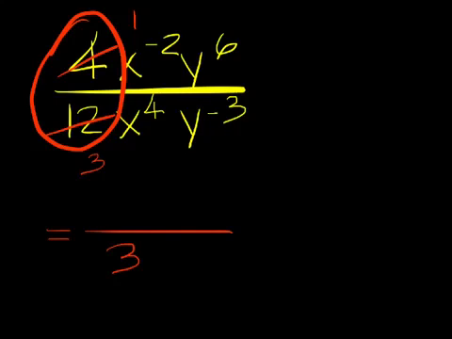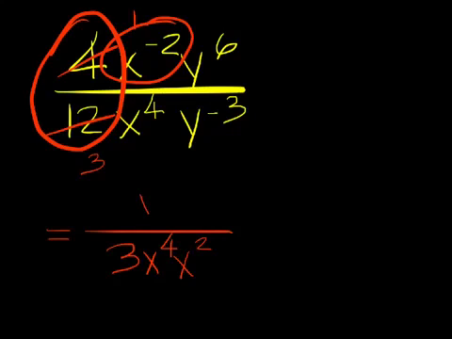Now, x to the negative second on the top must go to the bottom. But on the bottom, you already have x to the fourth. It does not move because it's a positive exponent. So write x to the fourth, but beside it, you have to put this x to the negative second, which becomes x to the positive second.